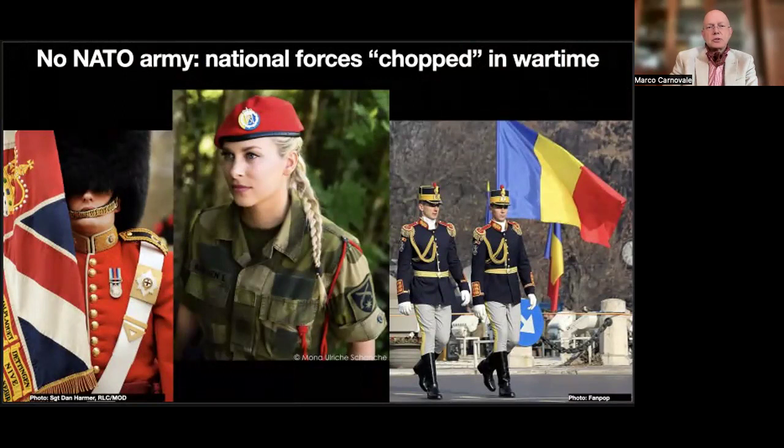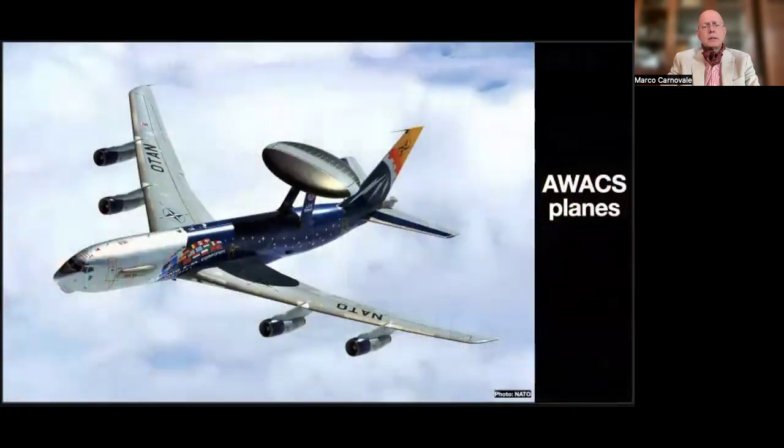There are national forces that you see in these photos that are "chopped," they say, in wartime, meaning detached from their national command into an integrated military structure. There is an exception to this rule, and it is the AWACS planes. The AWACS planes are collectively owned by NATO. AWACS stands for Airborne Warning and Control Systems, and they are based in Central Europe and used to detect incoming hostile movements, aircraft or land movements, from the air. But other than that, NATO, again, is a collection of sovereign states that are bound by a treaty.